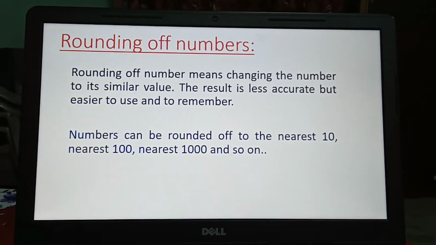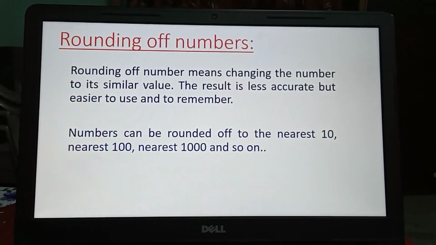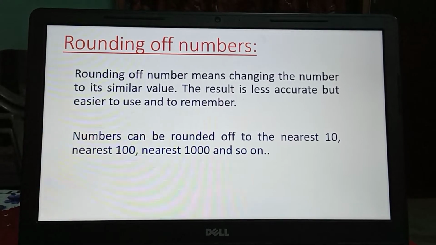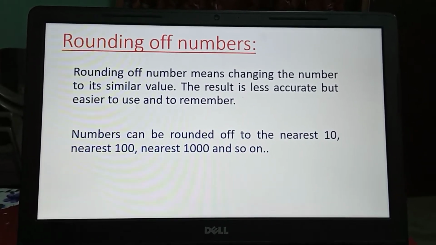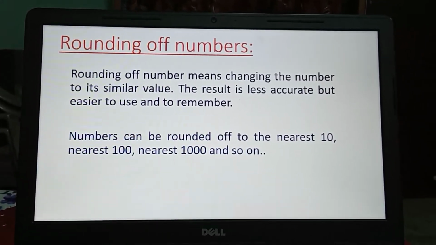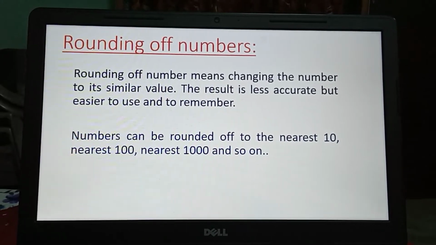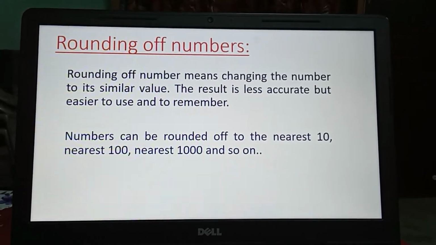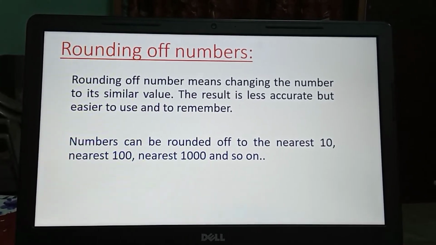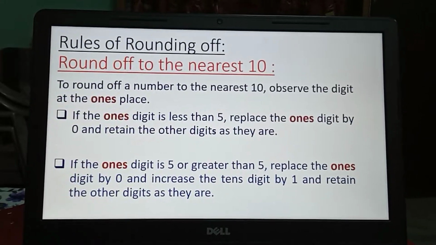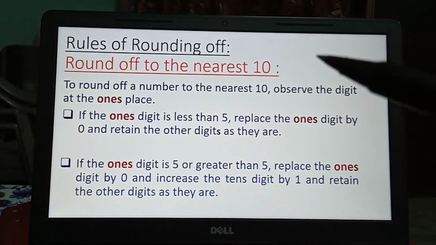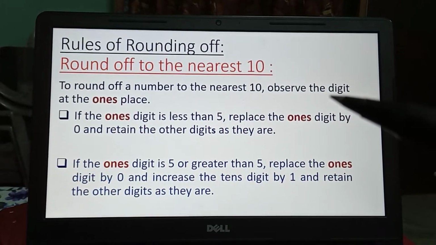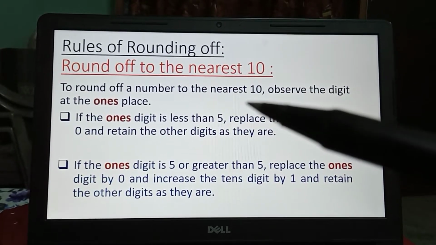We try to get the numbers in the multiples of 10. So numbers can be rounded off to the nearest 10, nearest 100, nearest 1000 and so on. But there are some rules for that, children. First of all, I will tell you how we round off numbers to the nearest 10. Round off to the nearest 10. To round off a number to the nearest 10, we have to observe the digit at the ones place.